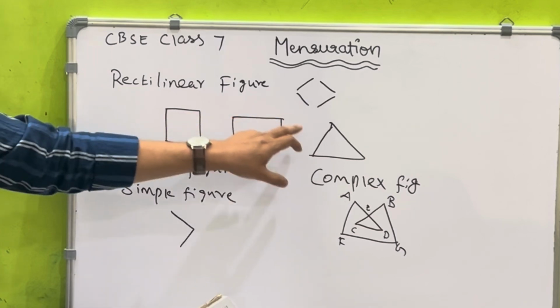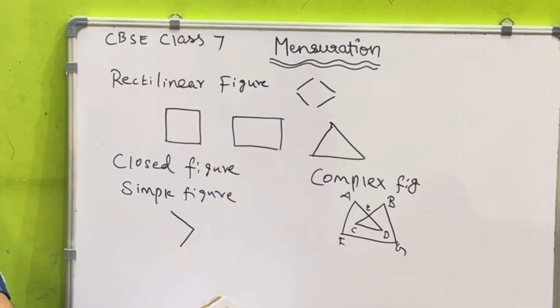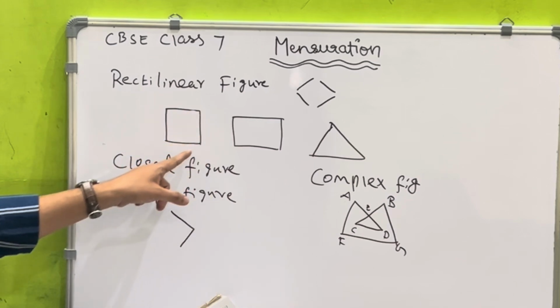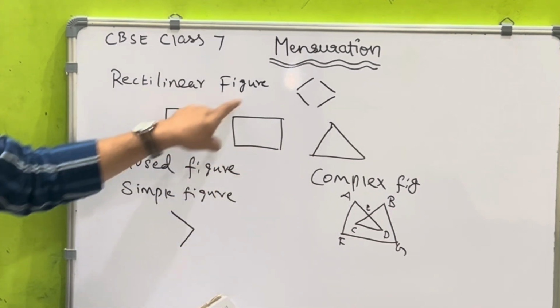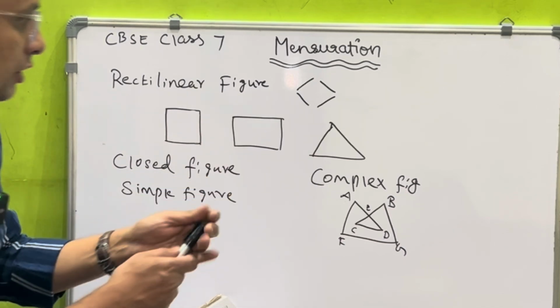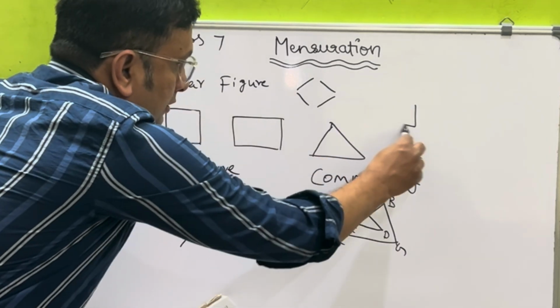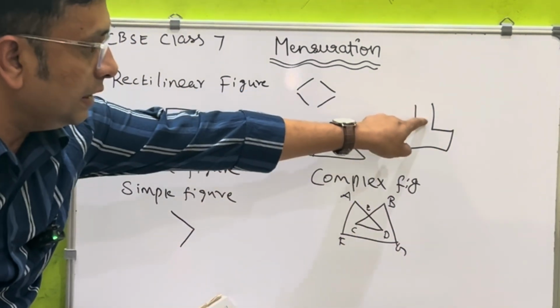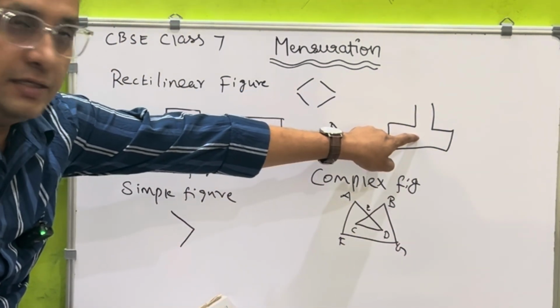This is a square, a rectangle, a triangle, etc. And then closed figure. If something is closed like this, nothing from outside can enter inside, that is called a closed figure. If we have something like this, it is open. So there is a way to enter inside this diagram.